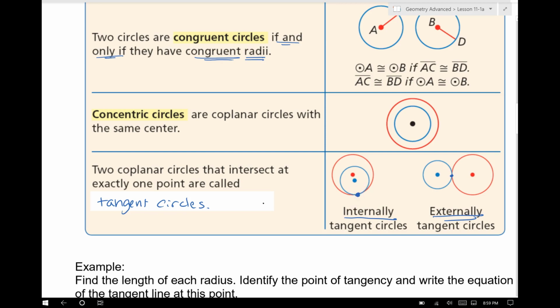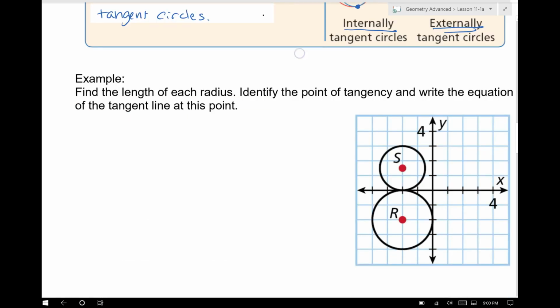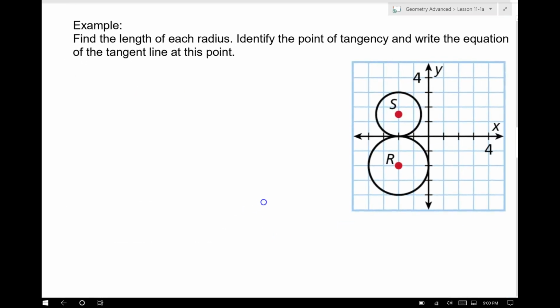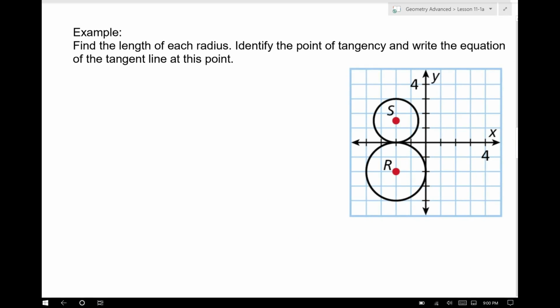Okay, so some new terminology. We had tangent circles, concentric circles, and congruent circles. Pretty basic and easy to get. So let's look at this next diagram, and you will have a couple of problems like this, and I want you to think it through.